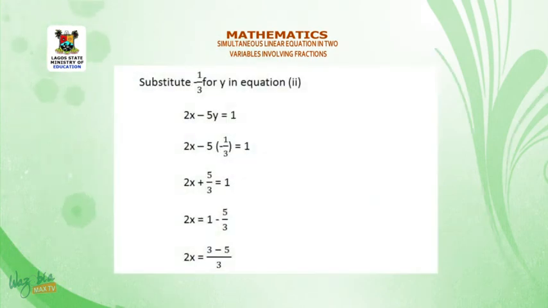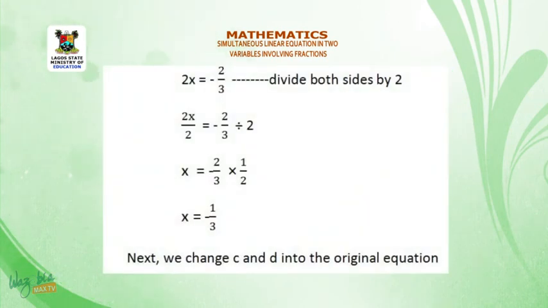Substitute minus 1 over 3 for y in equation 2. 2x minus 5y is equal to 1. 2x minus 5 brackets minus 1 over 3 is equal to 1. 2x plus 5 over 3 is equal to 1. 2x is equal to 1 minus 5 over 3. 2x is equal to 3 minus 5 over 3. 2x is equal to minus 2 over 3. Divide both sides by 2. 2x over 2 is equal to minus 2 over 3 divided by 2. x is equal to minus 2 over 3 times 1 over 2. x is equal to minus 1 over 3.